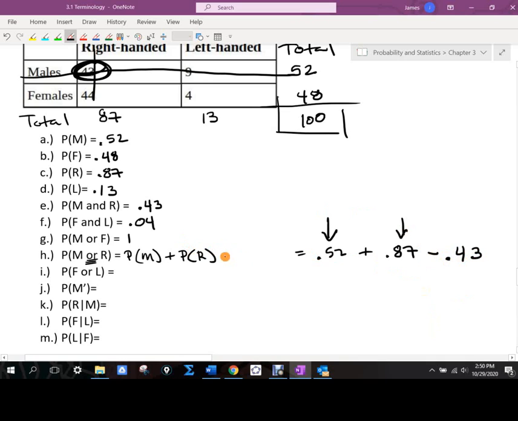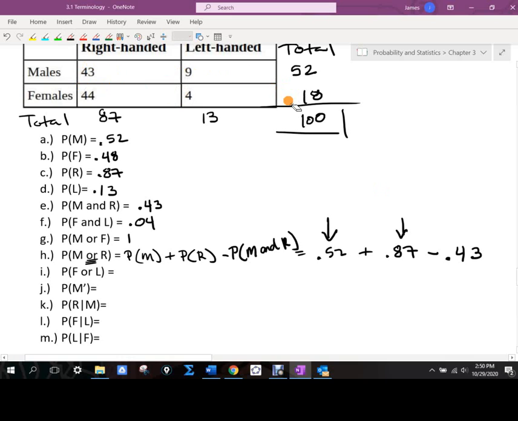So what that means to us is that we need to remove the probability of being male and right-handed at the same time. So those are events that are, we used the word mutually exclusive yesterday. Okay? If I flip a coin, those two events, heads and tails, cannot happen at the same time, right? So they are mutually exclusive. These events are not mutually exclusive, which means they can happen at the same time. So when they can happen at the same time, through the addition formula, we add them in twice, and we got to take care of that.